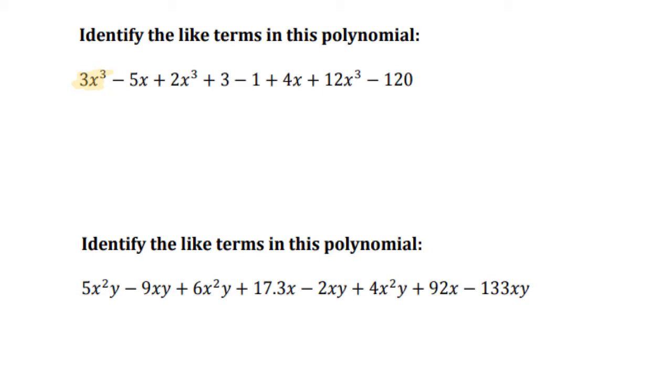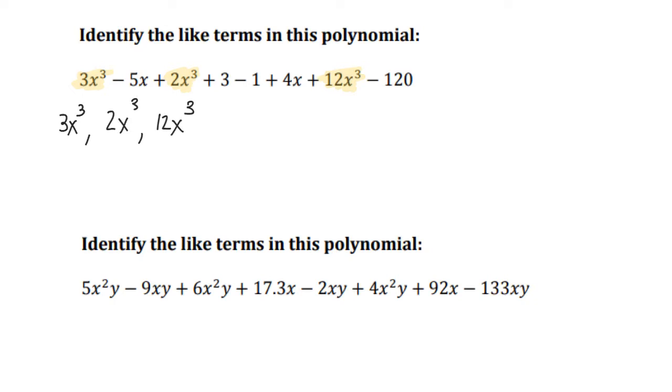If I scan across, I see I have a 2x cubed, and I've also got a 12x cubed. So everything that I've shaded in yellow, they are considered to be like terms. I'm just going to write them out so you can see them listed. So we've got 3x cubed, 2x cubed, and 12x cubed.